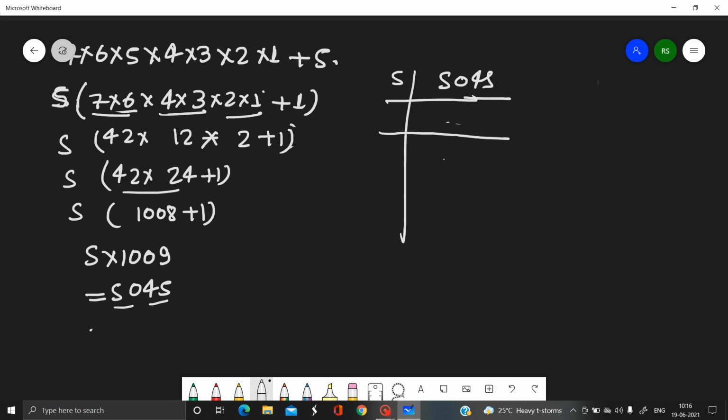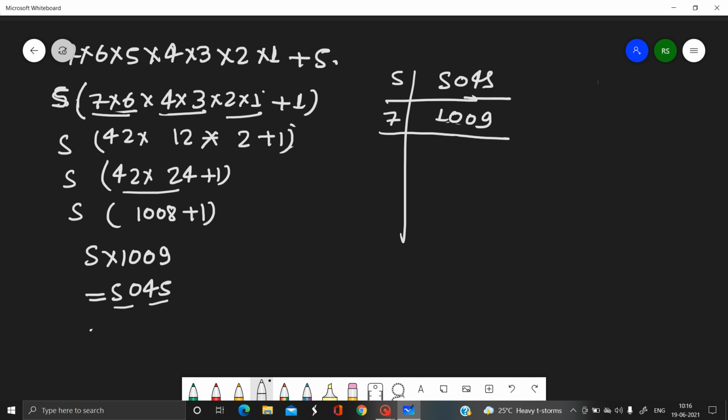It's 1009 here. Now I can see, okay. Now, is it divisible by 7? 7 1s are 7, 7 4s are 28. No, it's not divisible by 7. Let me check.